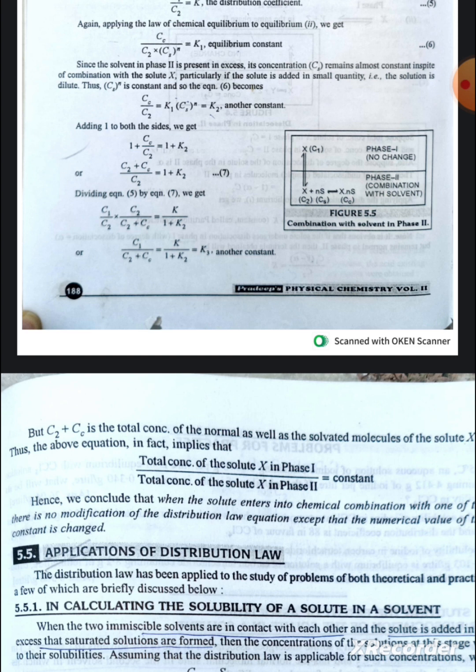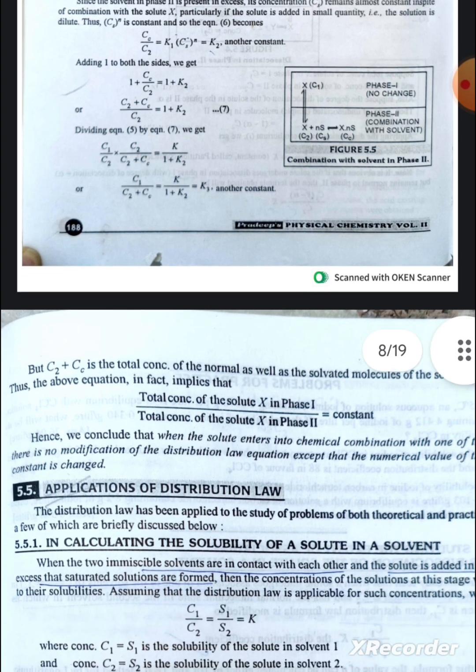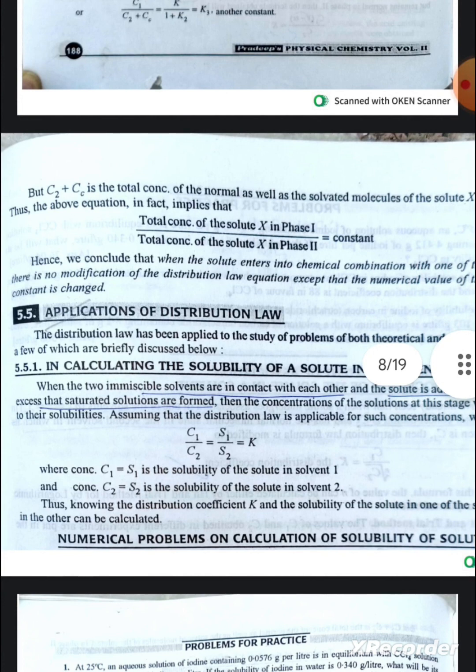Hence, we conclude that when the solute enters into chemical combination with one of the solvents, there is no modification of the distribution law equation except that the numerical value of the partition coefficient is changed.